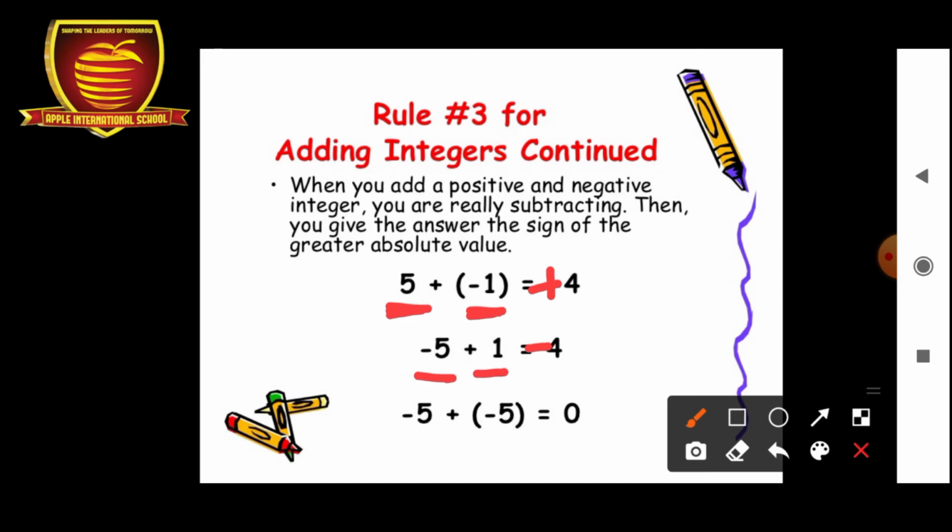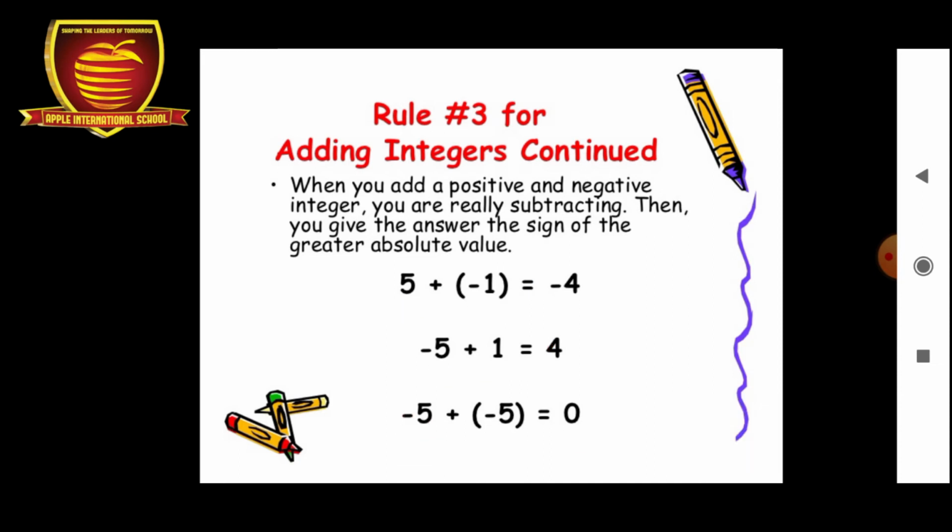Next, if there is one positive and one negative, like here we have 5 plus -5. One is positive, one is negative. So 5 minus 5 is 0. As you know, 0 is neither positive nor negative, so we write it as 0.